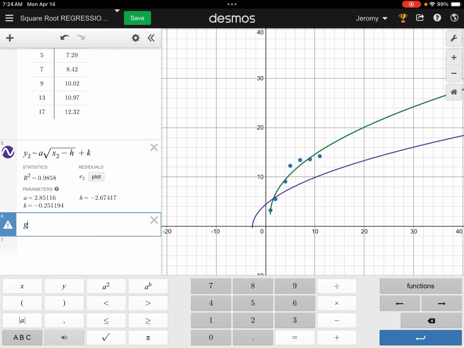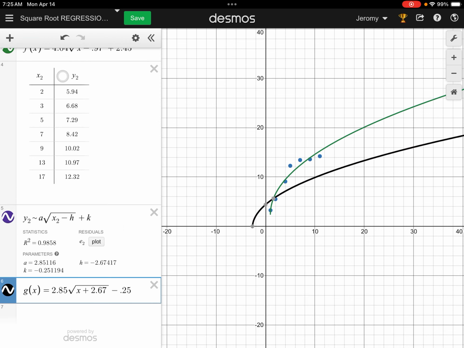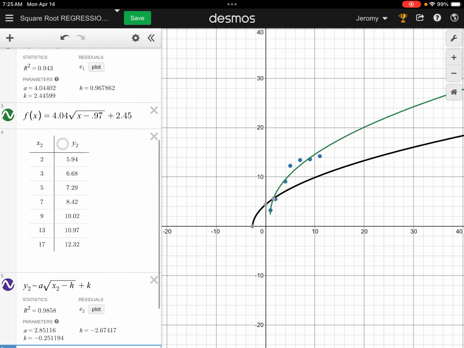Let's write a g of x function. We'll say g of x equals the value of a, which I'm going to round to 2.85, times the square root of x plus 2.67. I want that equation to move to the left, so I have to flip the sign of h. And then the value of k is negative 0.25. You can see that the purple regression and the g of x equation match 100%.